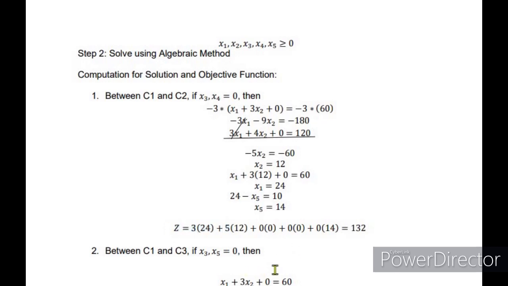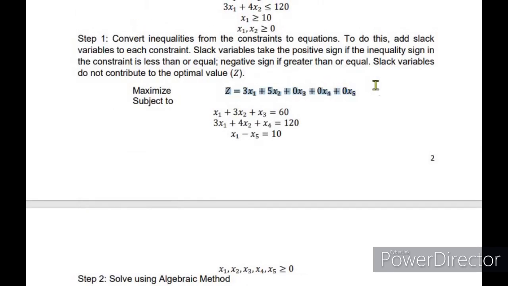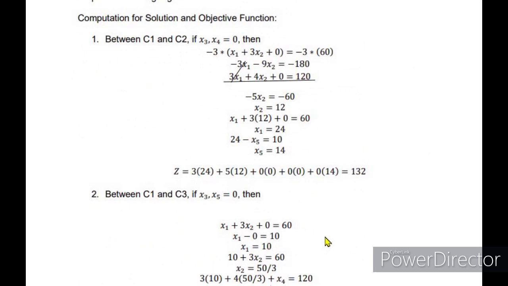So you just substitute them in the equation to this converted equation. Okay? So 3 multiplied by x sub 1, which is 24, plus 5 multiplied by 12, because x sub 2 is 12, plus 0 times 0, plus 0 times 0, plus 0 times 14, because x sub 5 is 14. So you get 132 as the optimal z value in this computation.